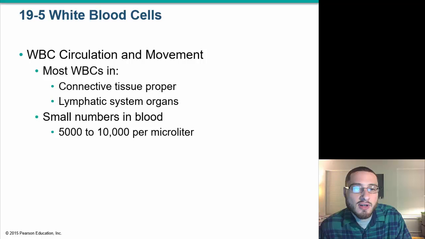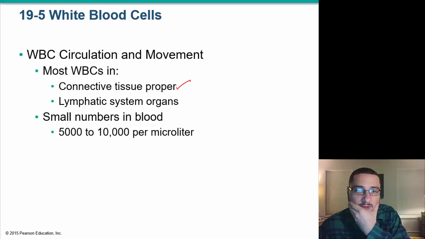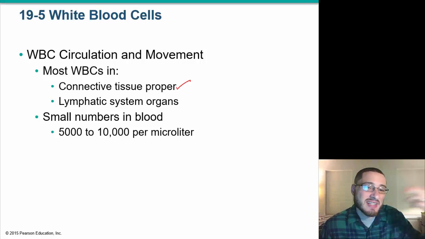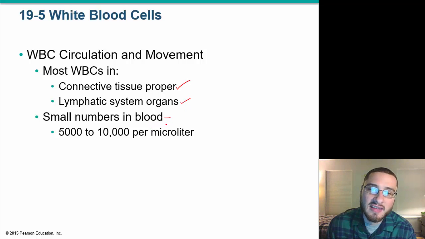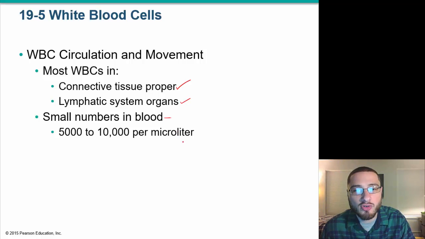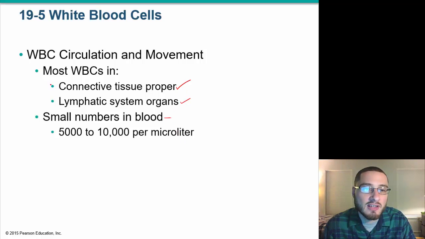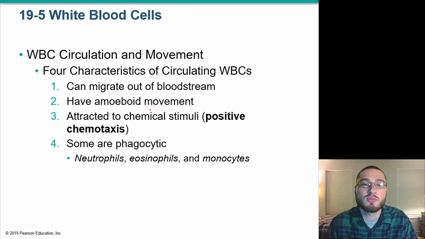Most white blood cells are in connective tissue proper, like we talked about in the 4th chapter when we talked about different types of tissue, different types of connective tissue, and then they're also in lymphatic system organs, but small numbers are actually in the whole blood, about 5,000 to 10,000 per microliter, very little compared to the amount that we find in the connective tissue proper and the lymphatic system organs.